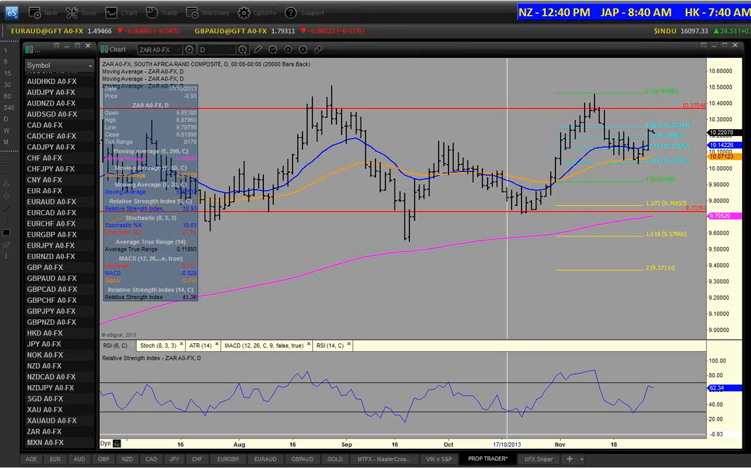Okay, how often do you use the 20 except for in strong moves? I rarely use the 20. It's just a guide, really. When entering a trade, you want to come from a position of strength, not of weakness. I rarely trade off the 20.